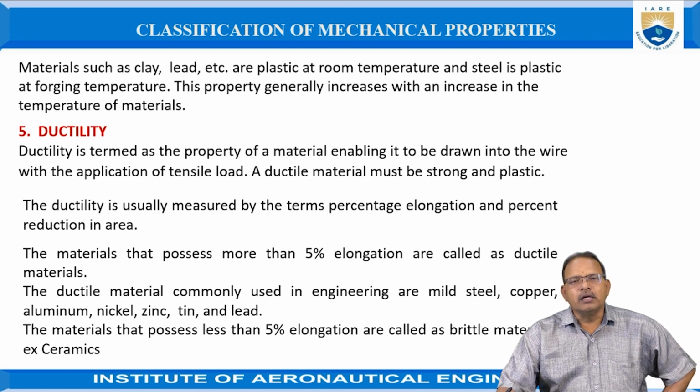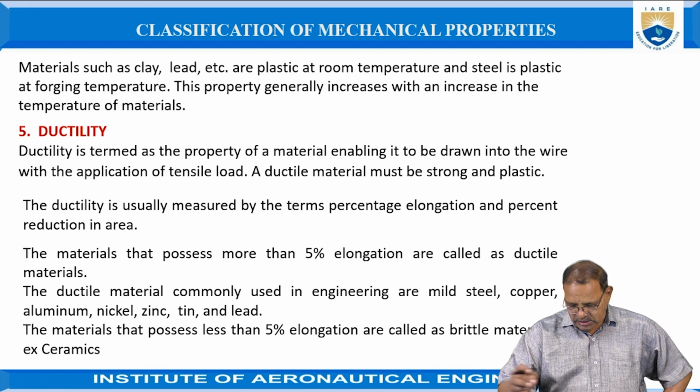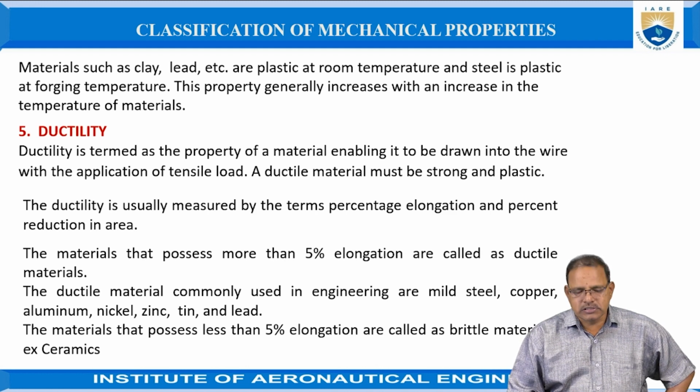Here, already given, if the elongation is less than 5%, then these are called brittle materials. The example for the brittle materials are ceramics.